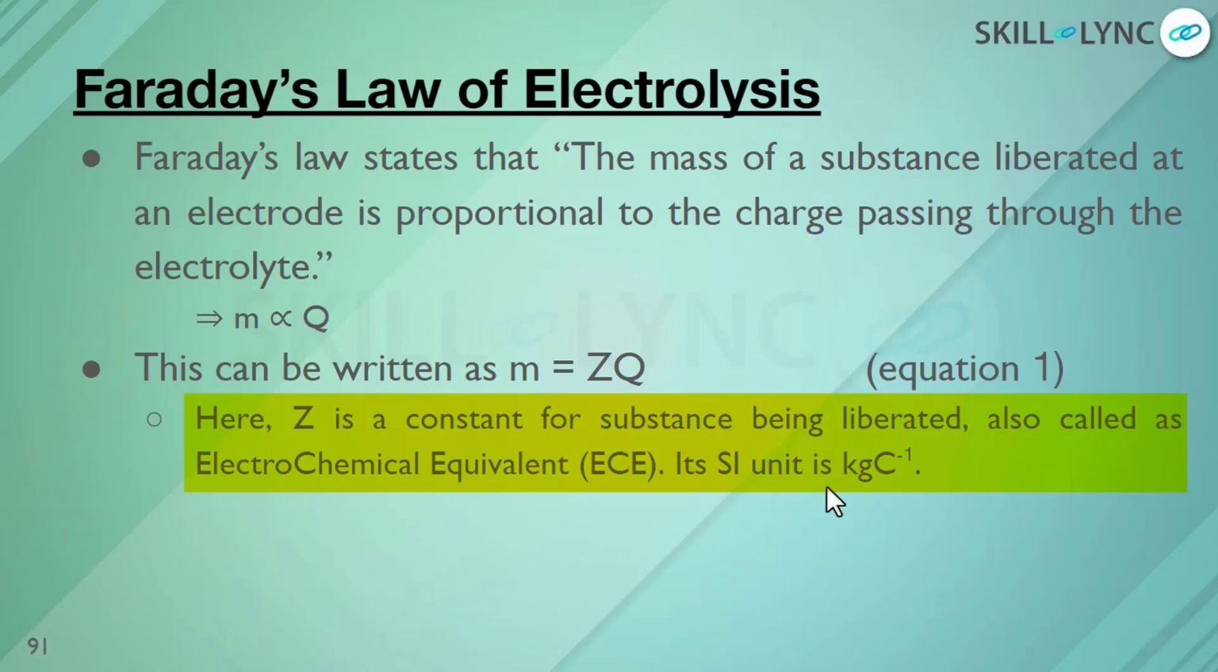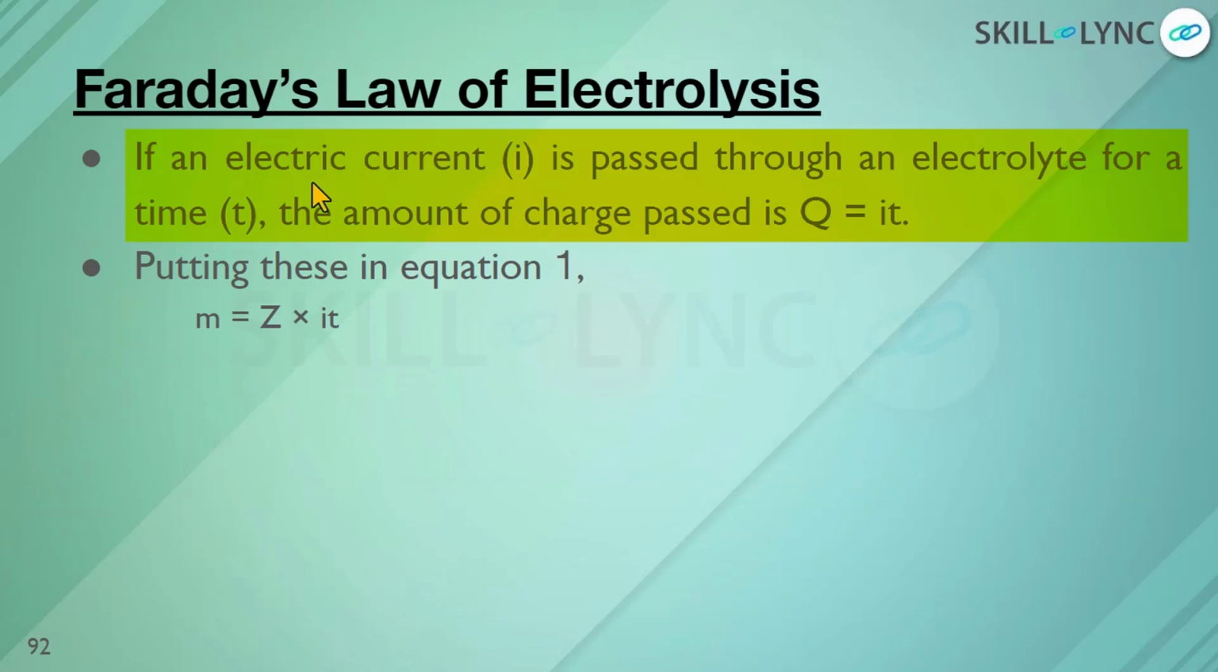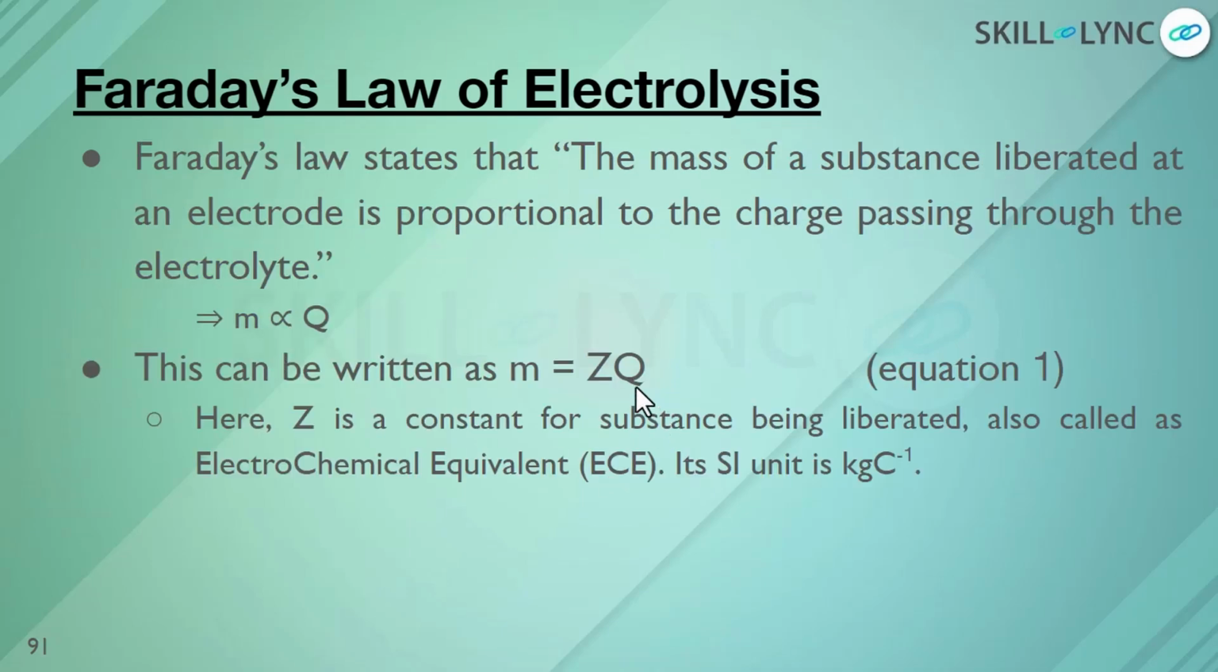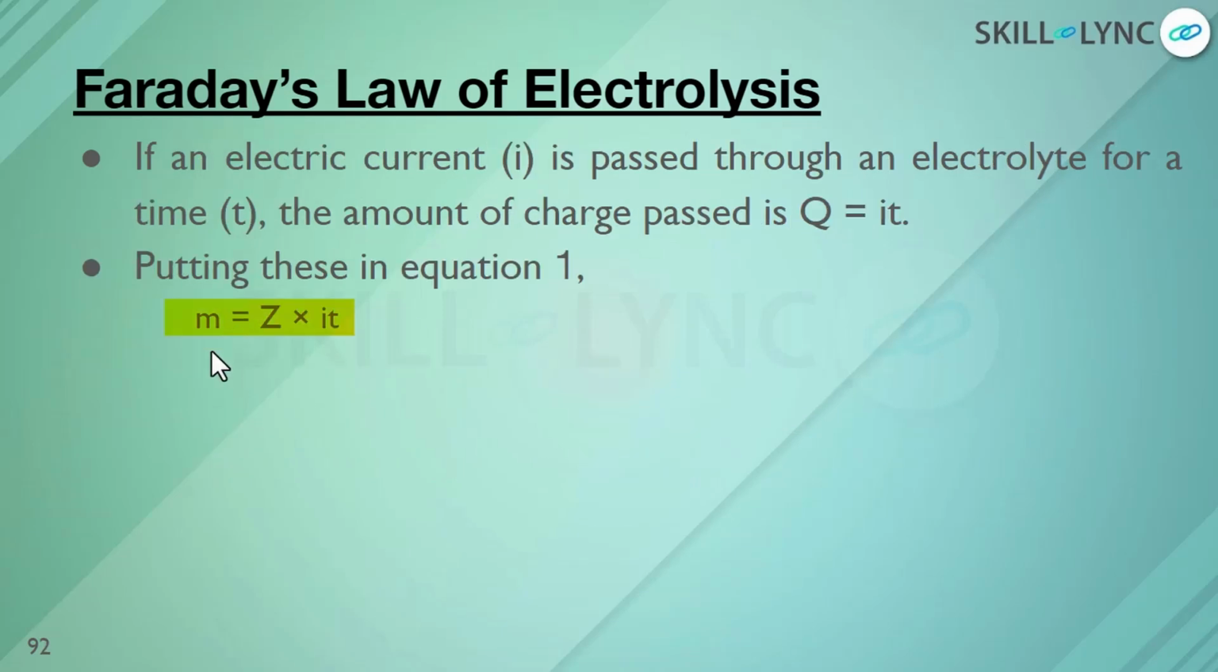Its SI unit is kg per coulomb. If an electric current I is passed through an electrolyte for a time t, the amount of charge passed is Q = It. Putting this in equation 1, we can write M = Z into It, as we have replaced Q by It. This was our equation 1. Thus, it became M = Z into It.